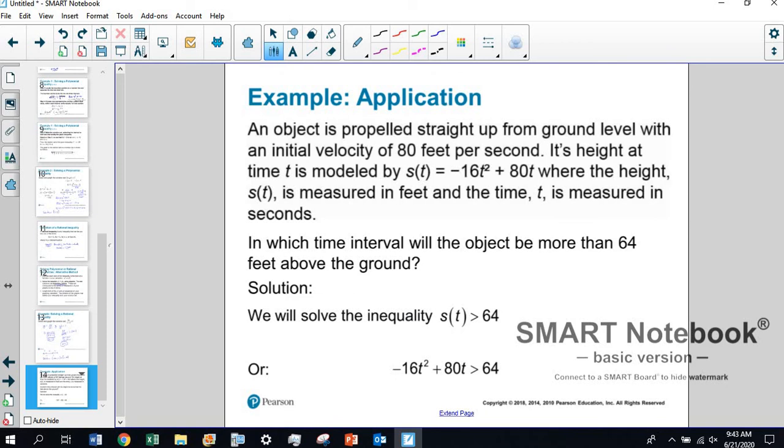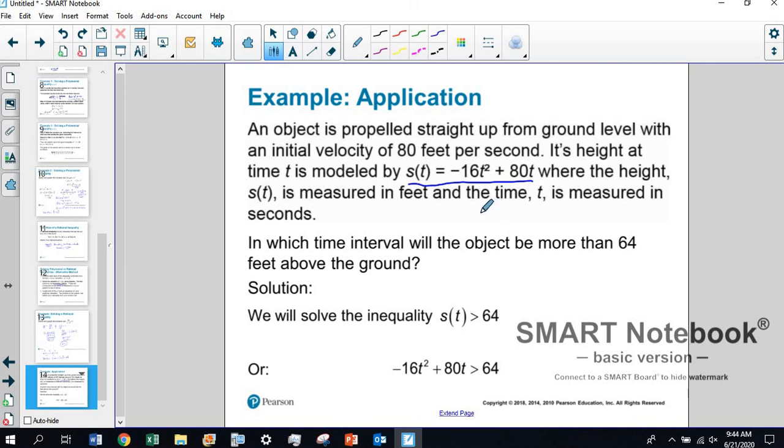All right, so here's the application of how you might use an inequality. An object being propelled straight up from ground level with an initial velocity of 80 feet per second has a height that's measured by this. This is the function. This is given to you. I will give this to you. This is not physics class. I don't expect you to memorize these formulas. I'll give it to you.